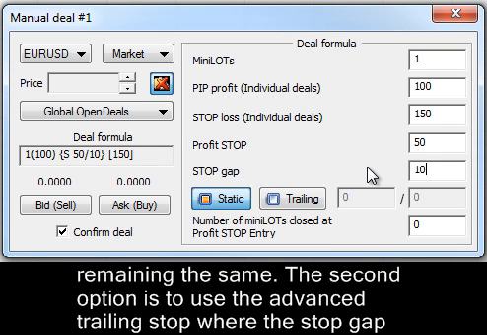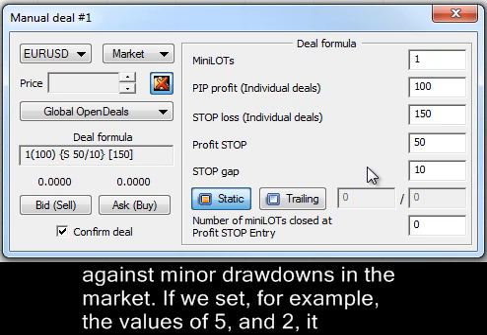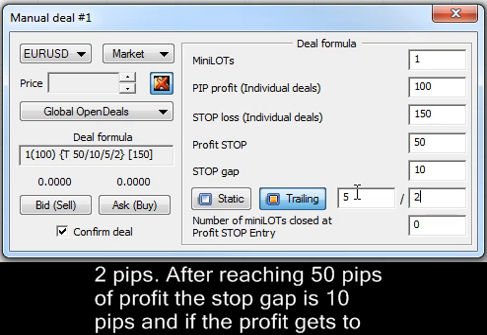The second option is to use the advanced trailing stop, where the stop gap increases. If the price goes our way, the stop gap gets larger and thus protecting our positions against minor drawdowns in the market. If we set, for example, the values of 5 and 2, it means that whenever the price moves by 5 pips in our direction, stop gap increases by 2 pips.